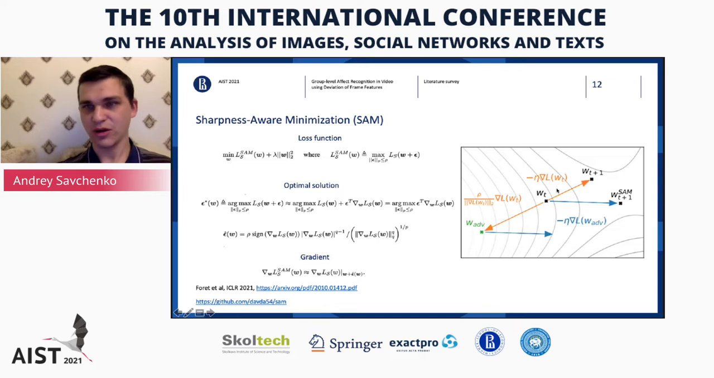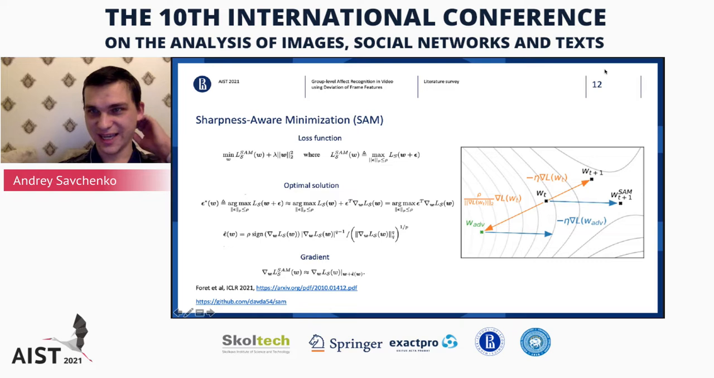Okay, and this is the part from this paper, showing the difference between a conventional optimizer like Adam or stochastic gradient descent, and the sharpness aware minimization technique. I should say that it really works in many cases, but it doesn't work much for transformers. It really works for convolutional neural networks, for various convolutional neural networks, and that's why we use it, and we observed some improvement in accuracy.